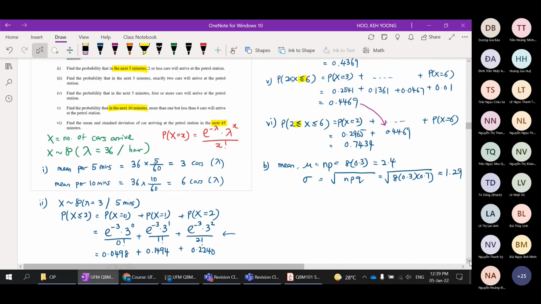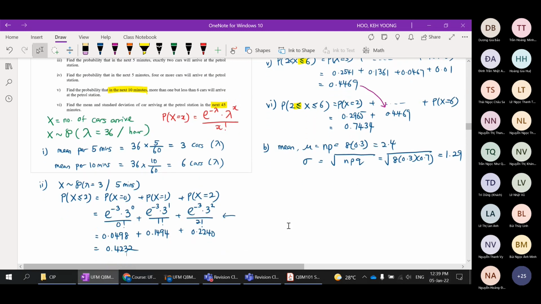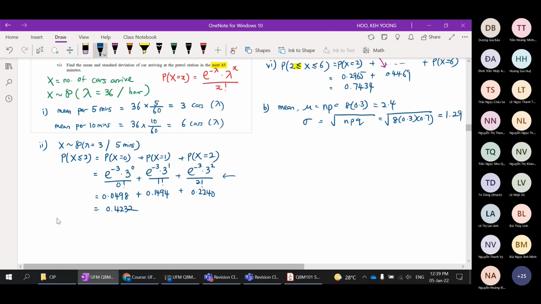Question 3. Find the probability that in the next 5 minutes, exactly 2 will arrive. This question is also using 5 minutes, so this is simple. Just find x equals 2. You can just copy it from the previous question. 0.2240.